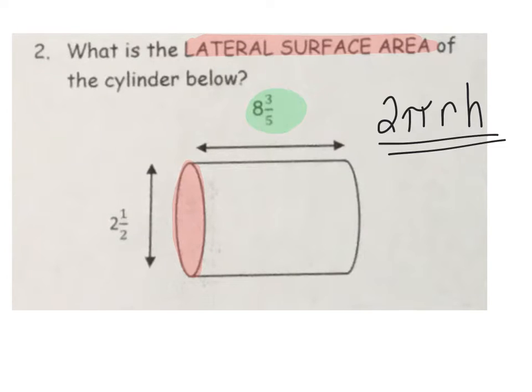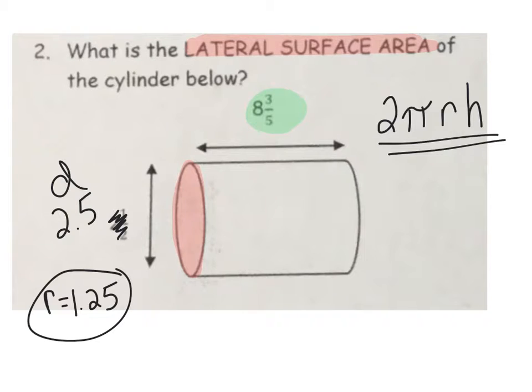All right. So we do know that we need the radius. So if this is 2.5, I'm just going to scratch that out. 2.5, that's a diameter. Okay, that's a diameter. So we need the radius, which is half of that. So the radius is going to equal 1.25.